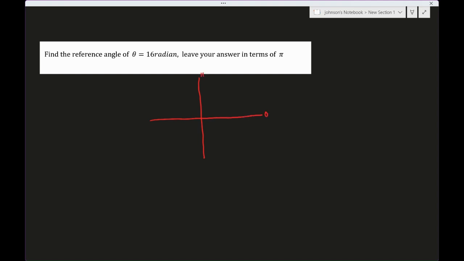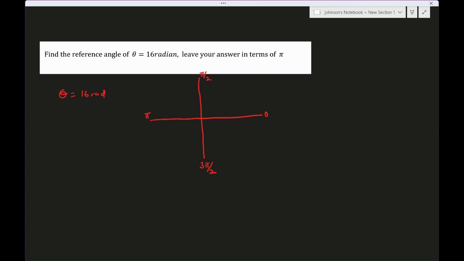Now here we have 0, here is pi over 2, here is pi, and here we have 3 pi over 2. Since theta is equal to 16 rad, we need to know the position of this 16 rad. Is it in the first quadrant, the second quadrant, or the fourth quadrant?